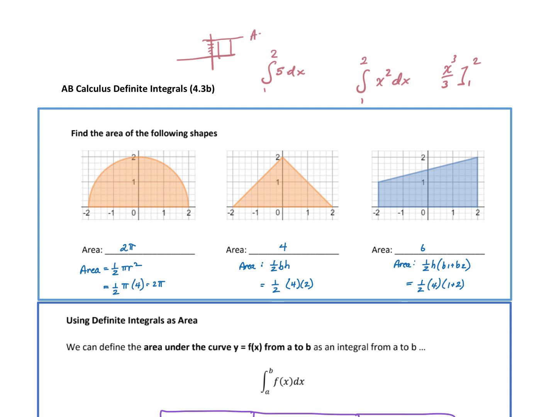So the area would be 5, right? If I did length times width. So if I did 1 to 2, and then 5, you get 5 for the area of this rectangle, which is also the area underneath the curve. If we were to integrate it, you get 5x from 1 to 2. We get 5 times 2, which is 10, minus 5, which is 5. So the point is, when you're integrating, you're actually finding the area underneath the curve, between the curve and the x-axis.